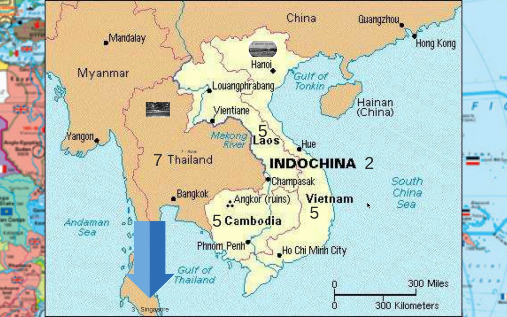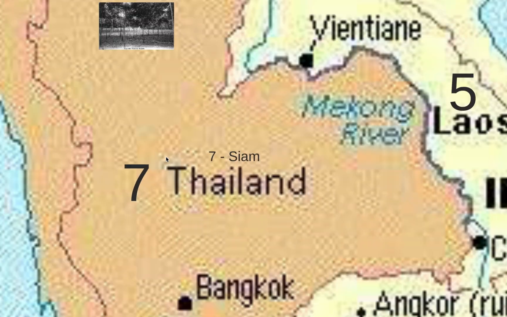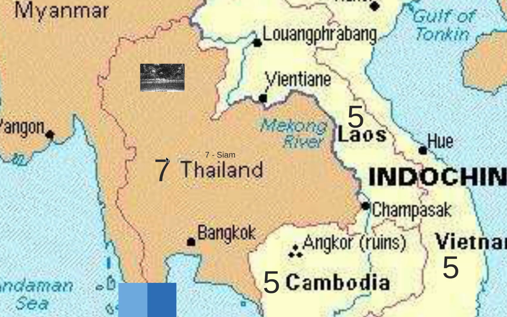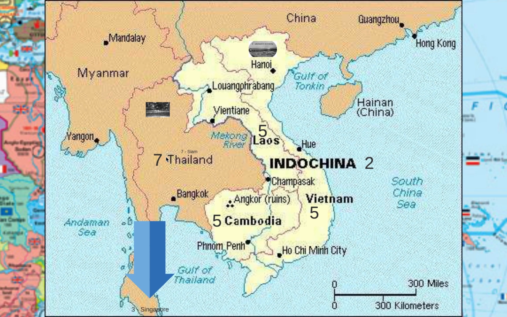All right, and also number 7 here that says what modern day nation remained free? That's Thailand, the modern day nation. The colonial name of Thailand is Siam, so that's the second part of number 7. Thailand and Siam.